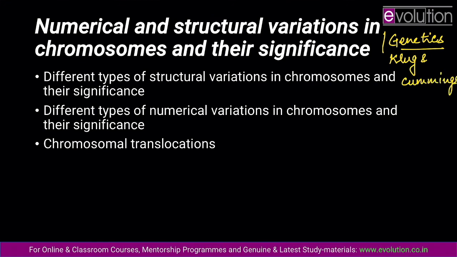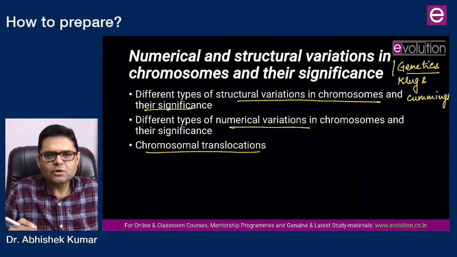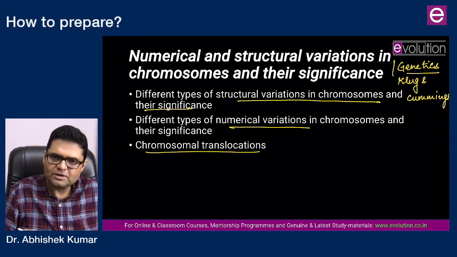So from Klug and Cummings, you should be doing different types of structural variations in chromosomes and their outcome, then different types of numerical variations in chromosome and their outcome, and from structural variation, oftentimes they have asked a short note on chromosomal translocation, so that you should prepare as a separate question. But as I said, there will be no good coverage in a cell bio book. For this, you will have to study a genetics textbook.